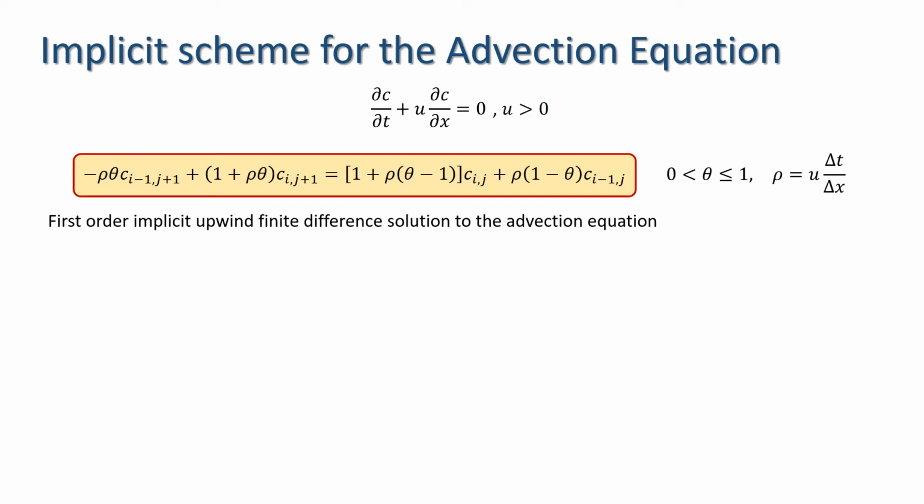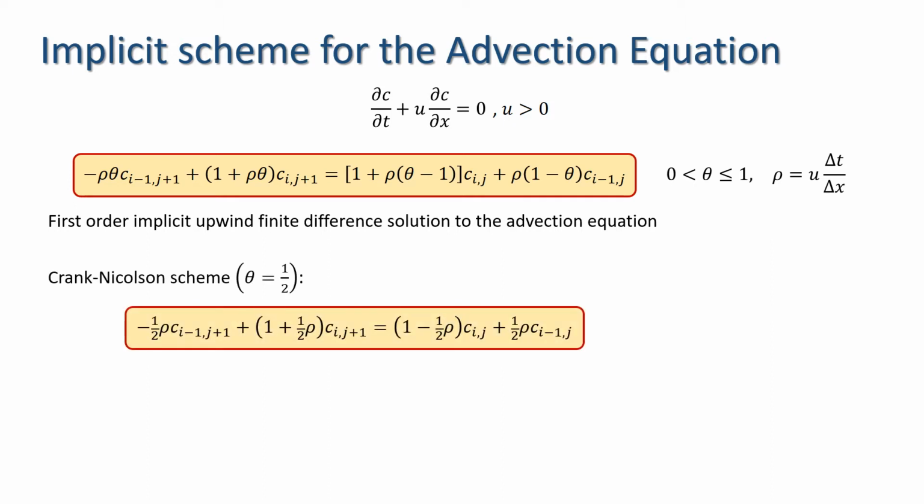Note that because there are two terms on the left-hand side of this equation, we have a system of equations which needs to be solved at time step j plus 1. This is why we describe the scheme as implicit. The most common such scheme is the Crank-Nicholson scheme, which has equal weighting across the time steps, i.e. theta equals a half.